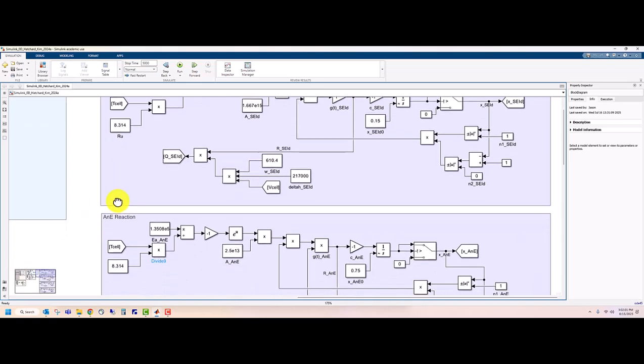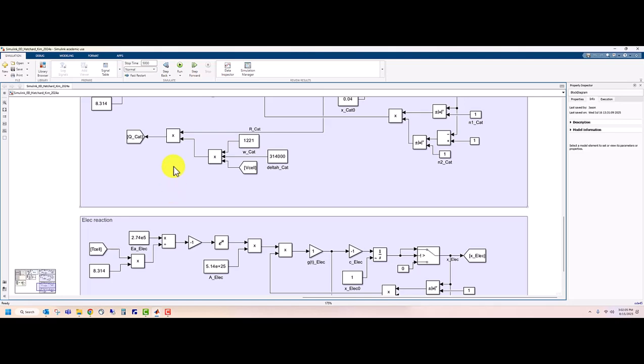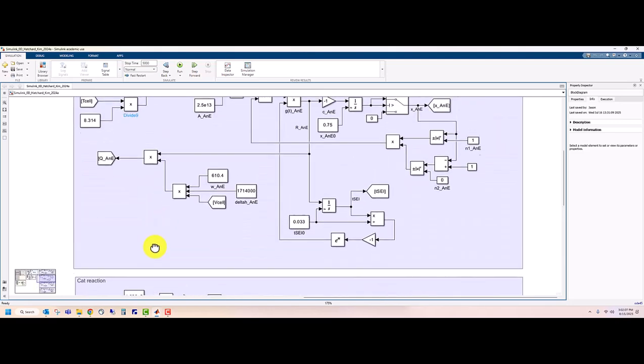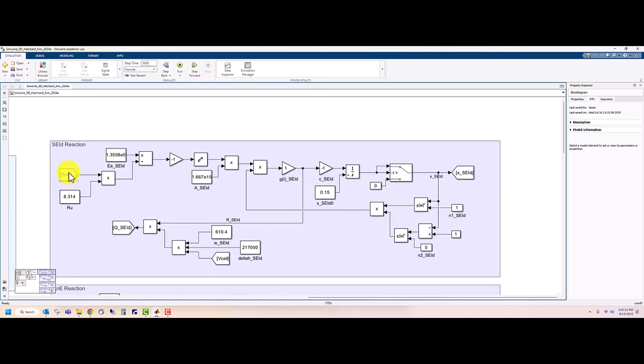Now there are a series of 4 purple blocks representing each decomposition reaction. I'll show the SEI decomposition reaction, and they all follow the same pattern. The equations are assembled, and very similar to the conservation of energy ODE, we have an ODE here which needs to be integrated. We can see the integration block. We can see the initial value, in this case 0.15, for the initial value of SEI decomposition, the X value.